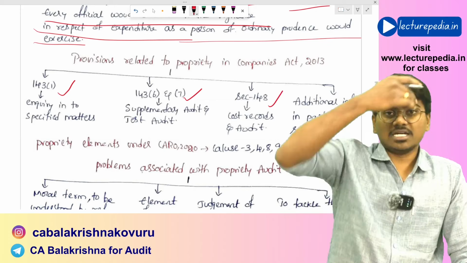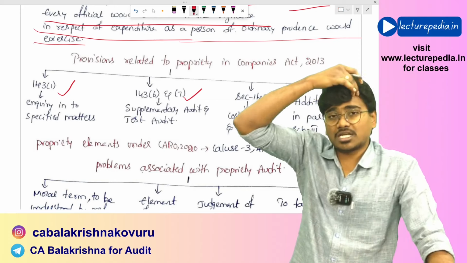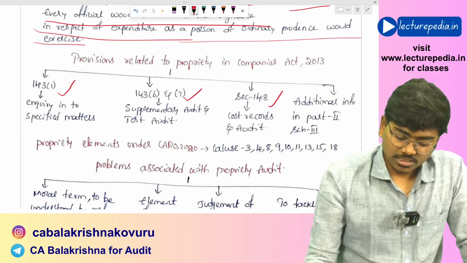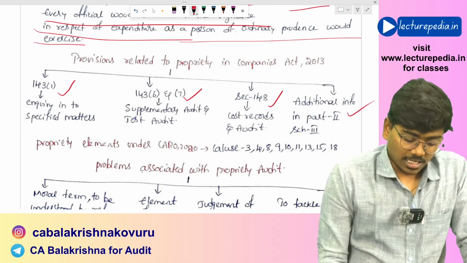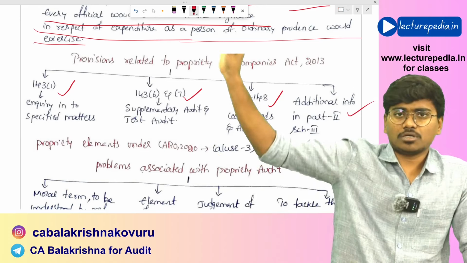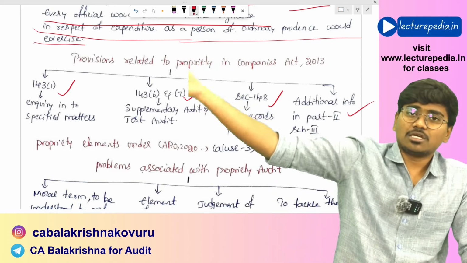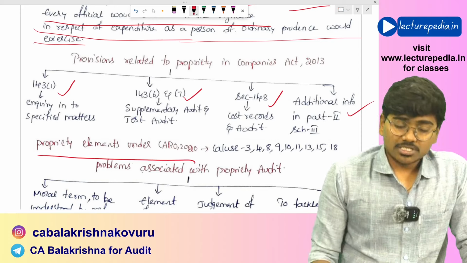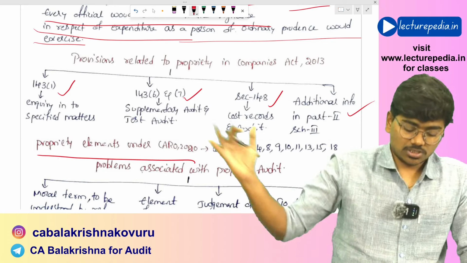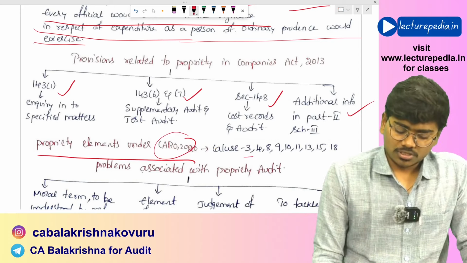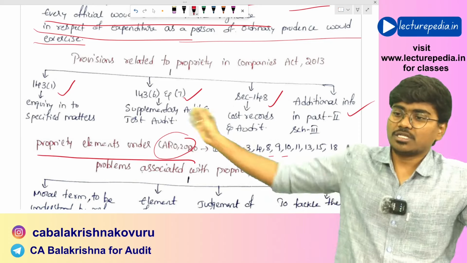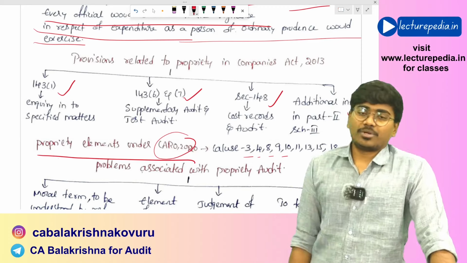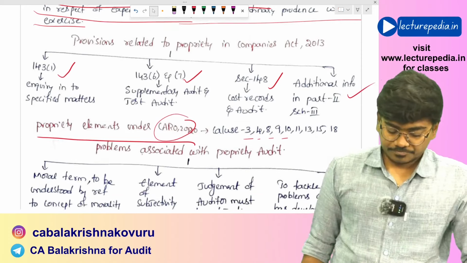Next, section 148 regarding maintenance of cost records and cost audit, there is also certain propriety element involved in it, and additional information in part 2 of schedule 3, which basically deals with the format of financial statements. Proprietary elements are also involved in certain clauses of CARO 2020, like clause 3, 4, 8, 9. I have given the list of clauses in which a certain amount of propriety element is involved.